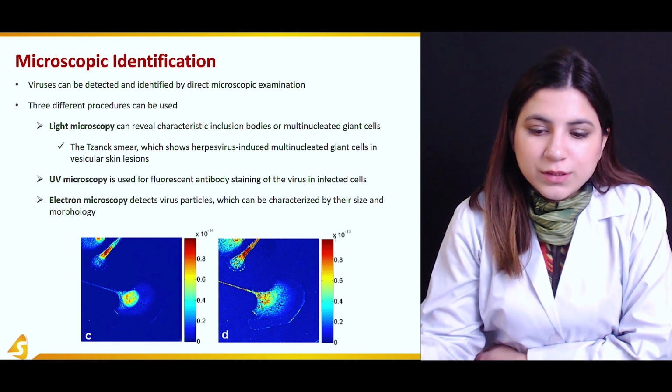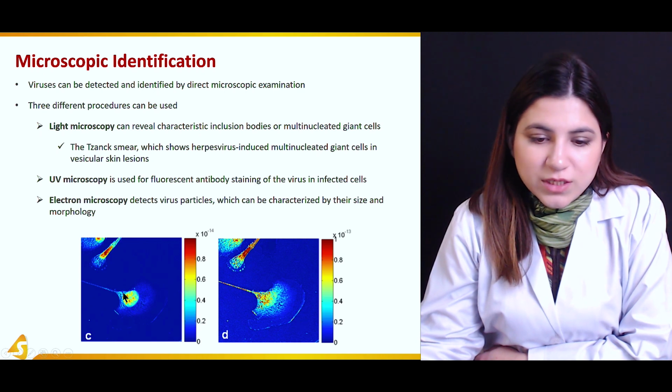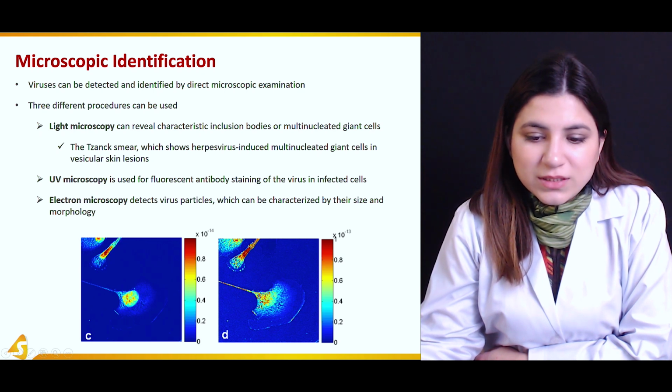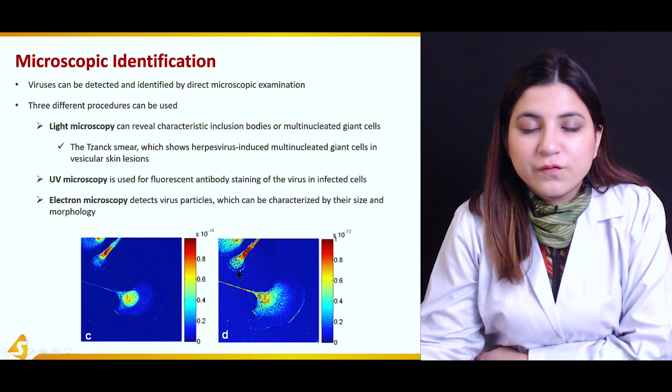So as you can see here, this is basically the ultraviolet signal that is being given out by a virus that has a fluorescent tag to it, and we can see that there are smears that are being formed, and that can be characteristic of a particular type of viral infection.